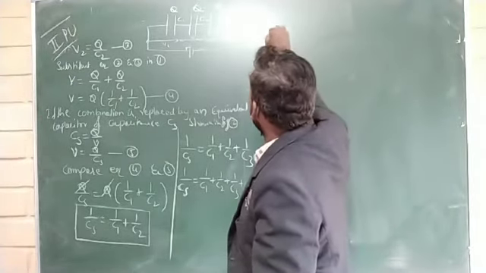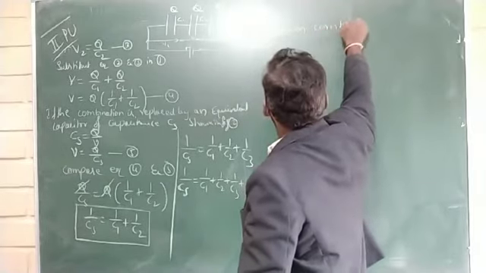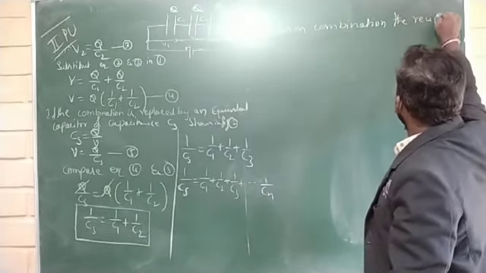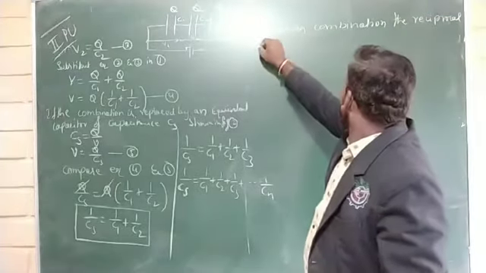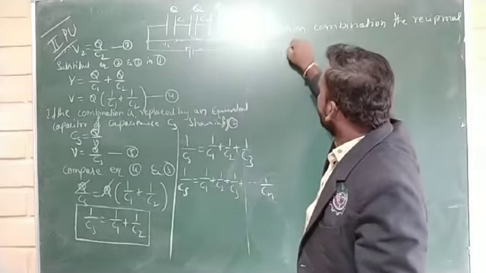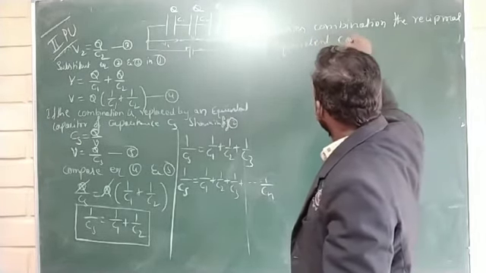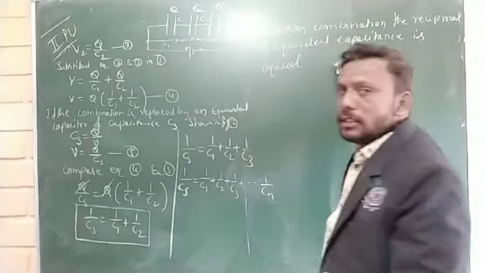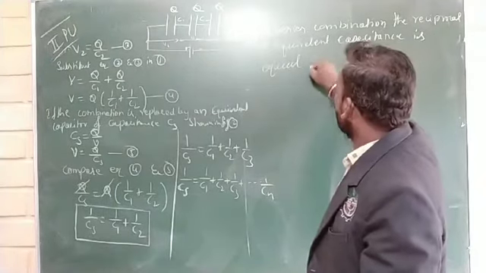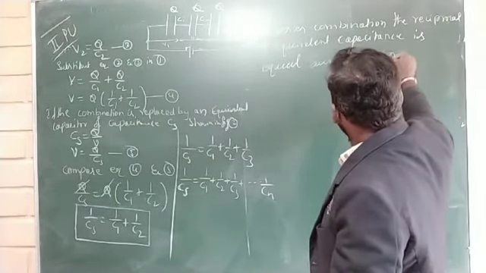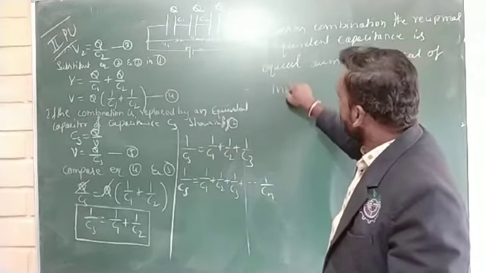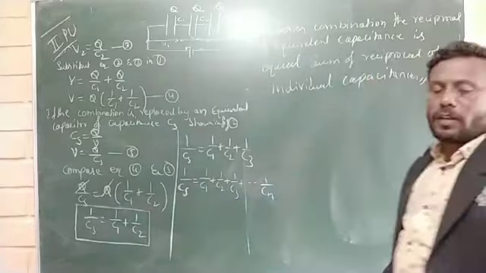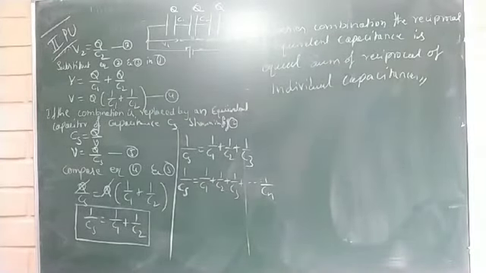In series combination, the reciprocal of equivalent capacitance is equal to the sum of reciprocals of individual capacitances. Up to this, they give 5 marks.